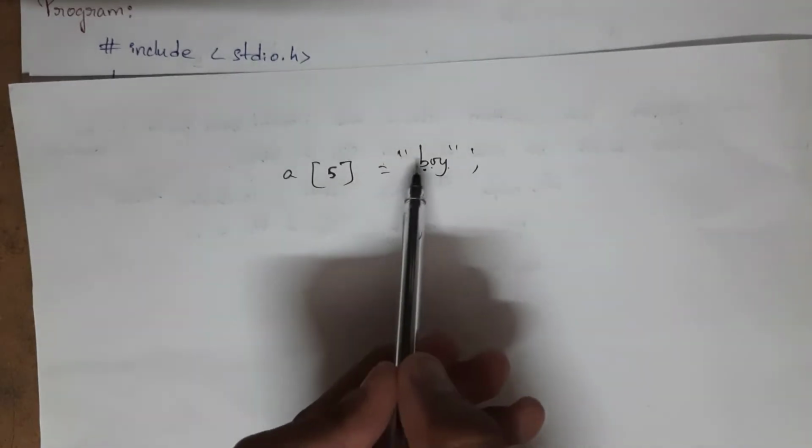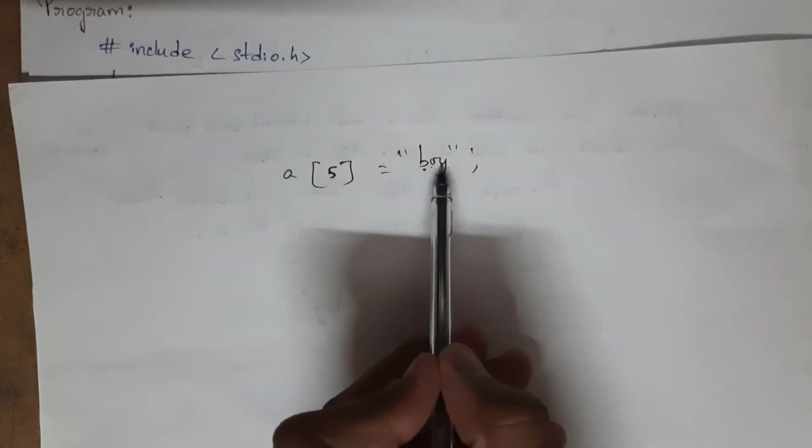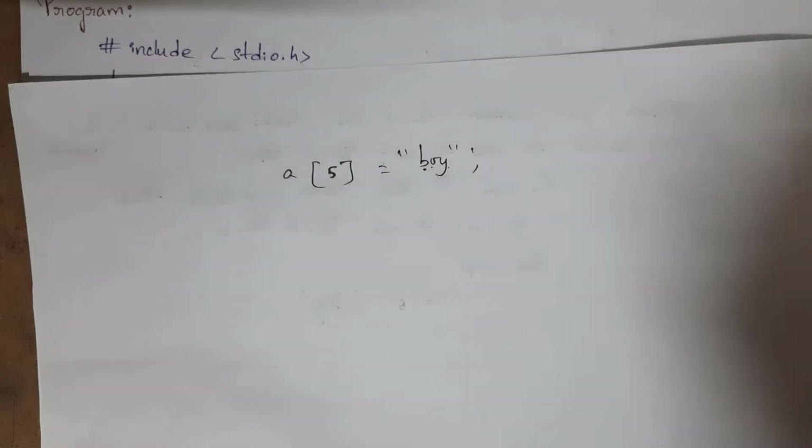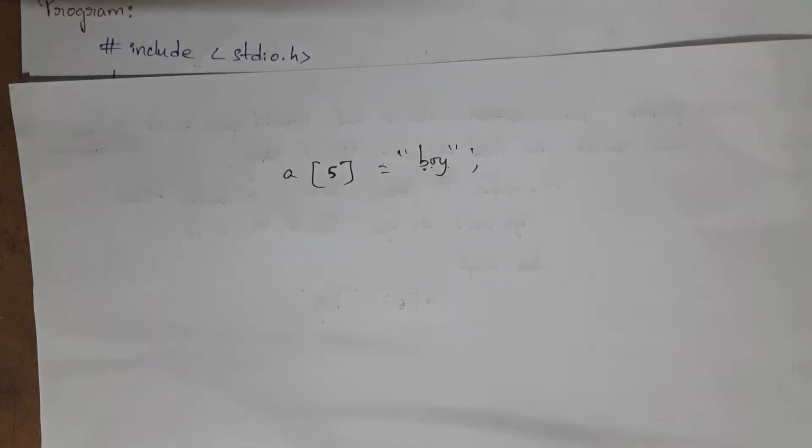This is an example. Here my string is boy. It contains 1, 2, 3 characters. So here I gave the size as 5. Whenever you give the size as 5, that means you can assign a maximum of 5 characters, or you can also assign fewer than 5 characters. This boy is 3 characters. So whenever you declare the size as 5, you can assign 5 characters or fewer to the variable A.